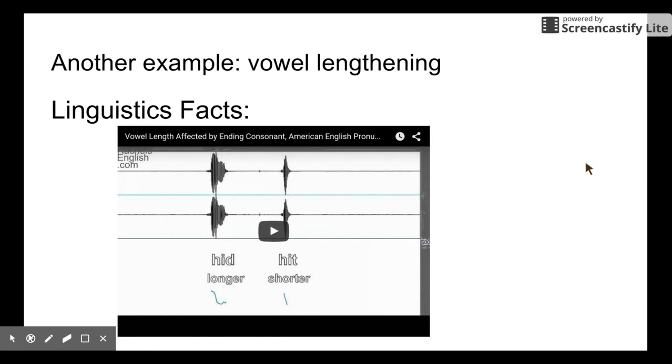Let me give you another example. But before that, here are some linguistic facts about English.